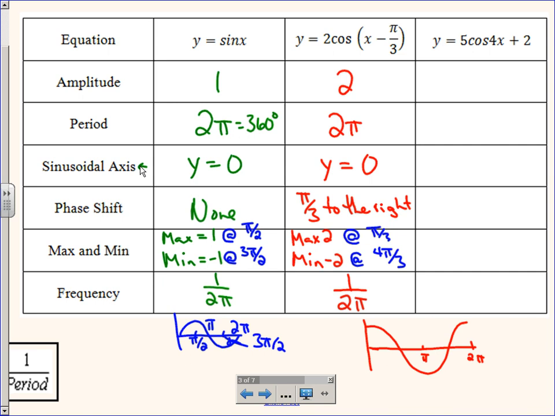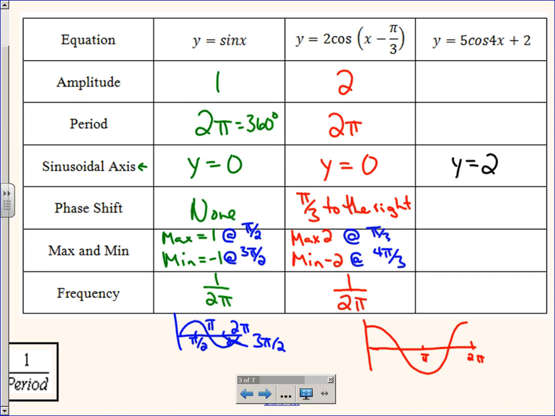y equals 5 cos 4x plus 2. Really important, notice the difference between the second and the third one there. Here, I've got brackets, and here I don't. So that plus 2 at the end isn't your phase shift. That's what's going to move the graph up and down. So that plus 2 makes the whole graph move up. That changes the sinusoidal axis to y equals 2.